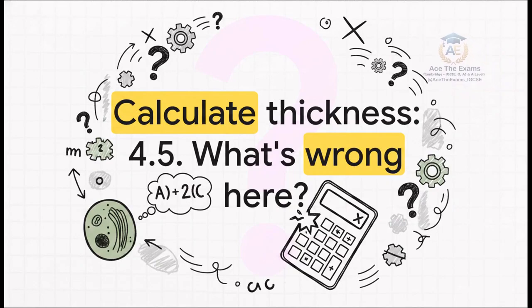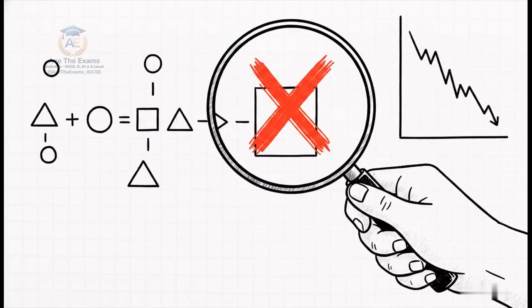Wait, what did this student just do wrong? I mean, they crunched the numbers perfectly. They even used the right formula. But they just made the single most common, literally devastating mistake you can make on this paper. 0 marks. The grade boundary risk here is incredibly high.